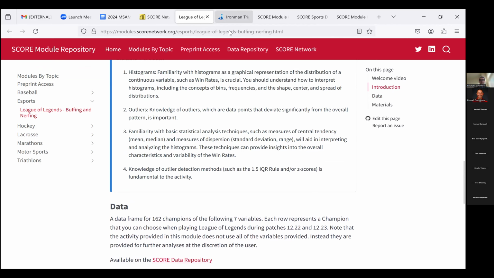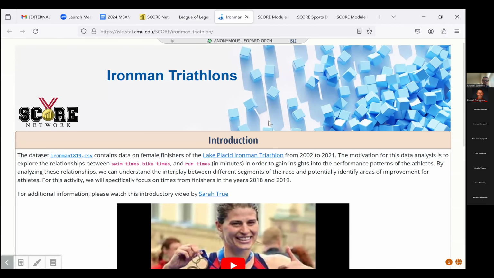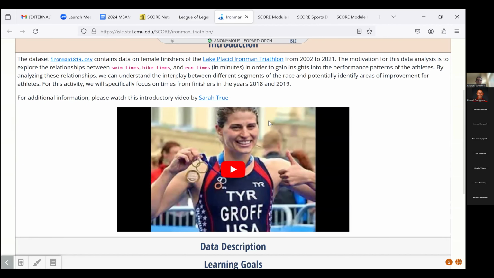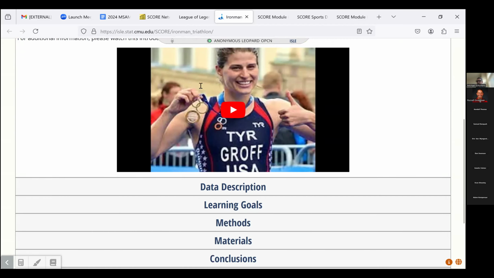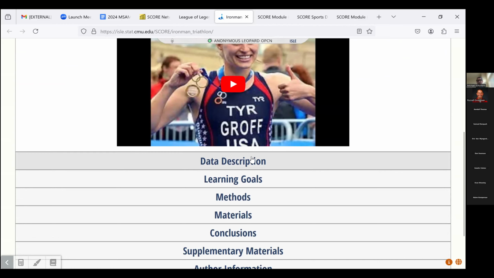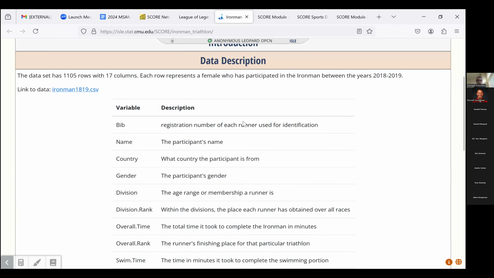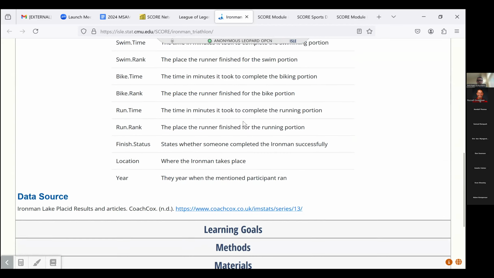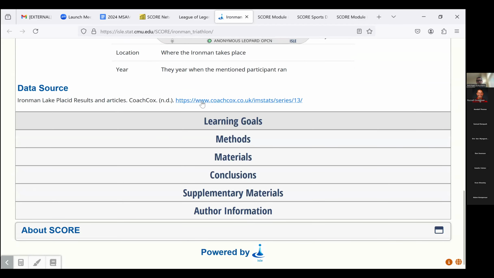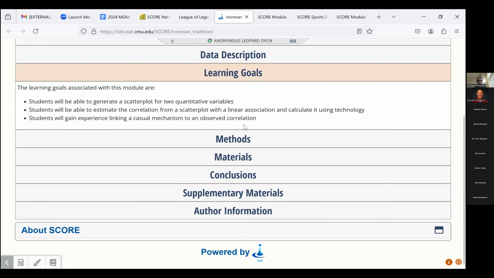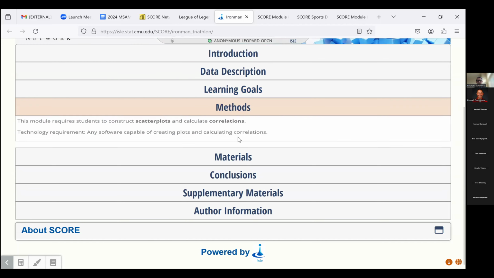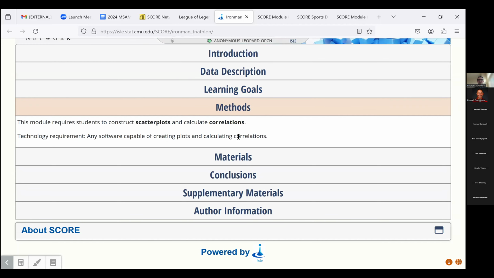So there's one module. This is a second module. This is the module with Sarah True in it. We've got that video, a little bit of introduction. This is a piece of software that is housed at Carnegie Mellon called ISLE, Independent Statistical Learning Environment. And this has a bit more structure to it. And so we've got the introduction, the data description here, all of the variables that are there, and the data source. Again, intentional about learning goals here. Methodology, we're going to do some scatter plots and some correlation.